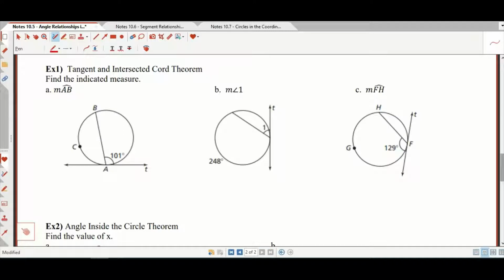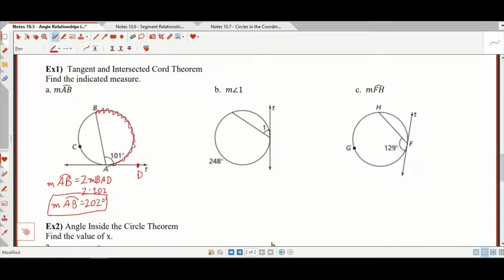Tangent and intersected chord theorems. Find the indicated measure, arc AB. Well, since the inscribed angle here is 101 degrees, AB is twice that. So the measure of arc AB is equal to twice the measure of angle BAD. But since we know that's 101 degrees, 2 times 101 is 202. So the measure of arc AB is equal to 202 degrees.